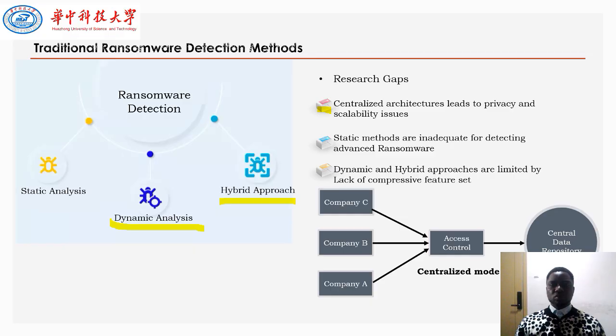So when we look at company C in this diagram, company A and company B, so we see they all have one access control. They are all going through access control to locate the central data repository. So this can bring scalability and privacy issues, especially in regard to regulatory policies.